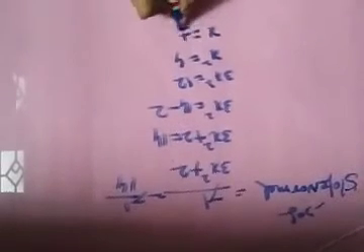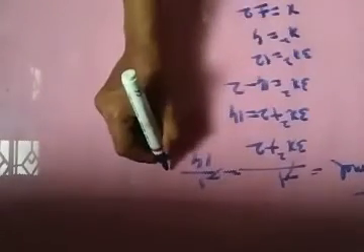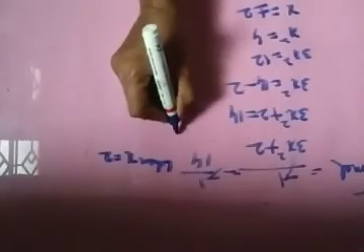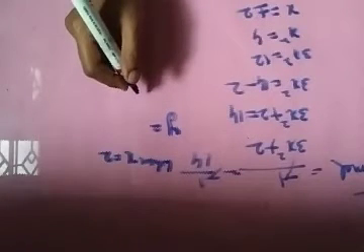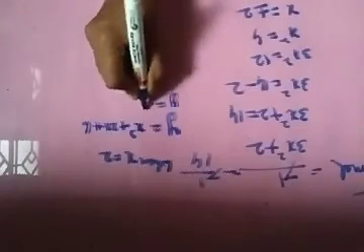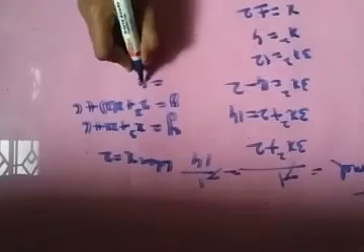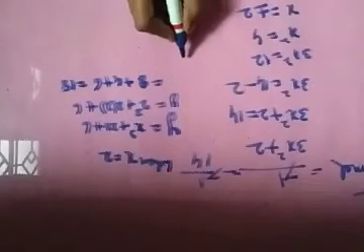X square is equal to 4. X is equal to plus or minus 2. So when x is equal to 2, y is equal to x cube plus 2x plus 6. Y is equal to 2 cube plus 2 into 2 plus 6. So 8 plus 4 plus 6, which is equal to 18.